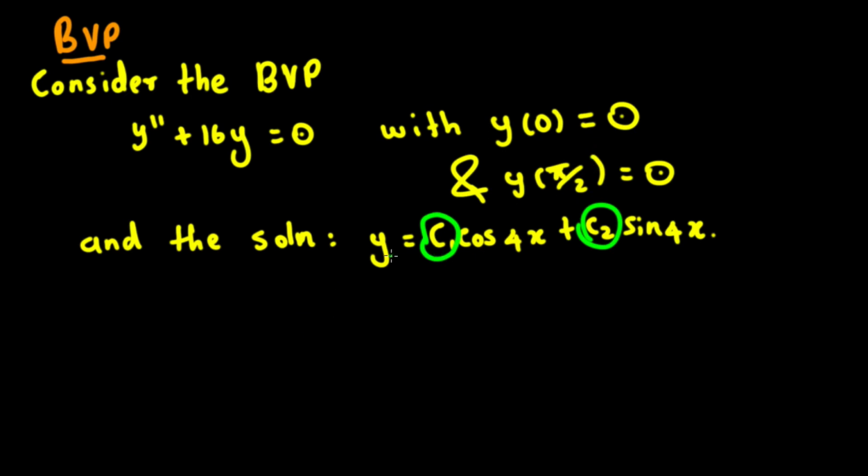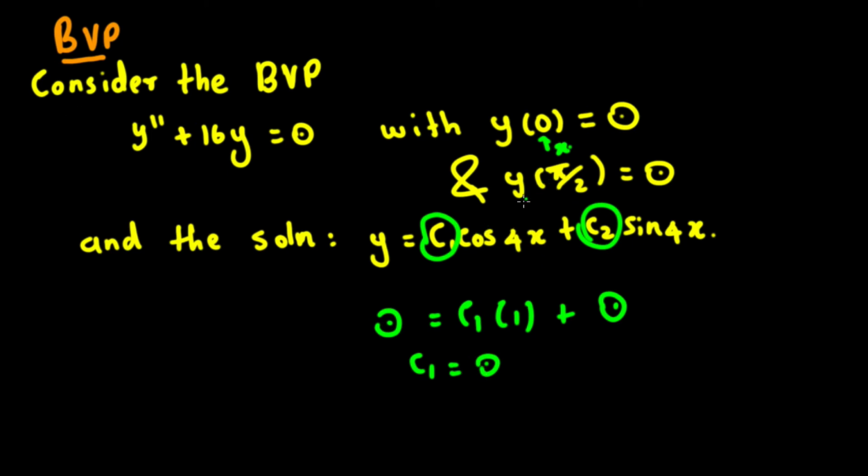If we apply y of 0 here, you can see this is the x value and this is the y value. So we equate 0 is equal to c1 times cos 0. Cos 0 is 1, right? 4 times 0 is 0, so that is 1. And sin 0 is 0, so the whole second term is going to be 0. From this one we can see c1 is equal to 0.